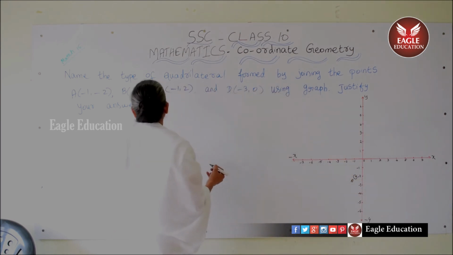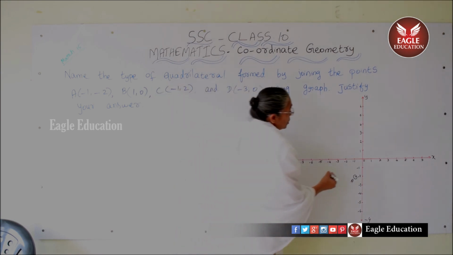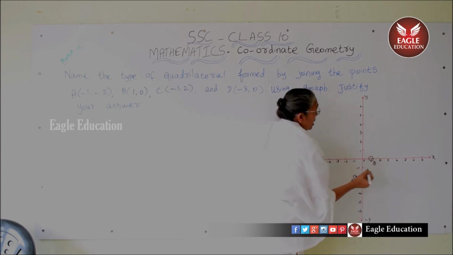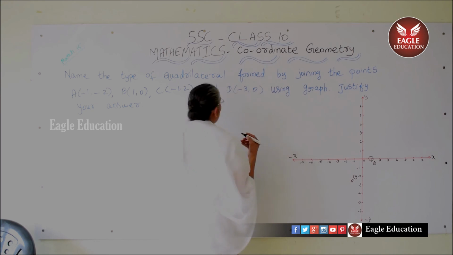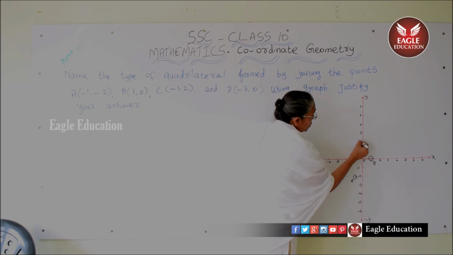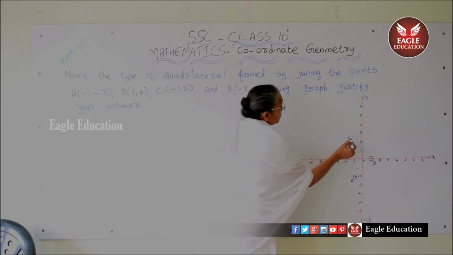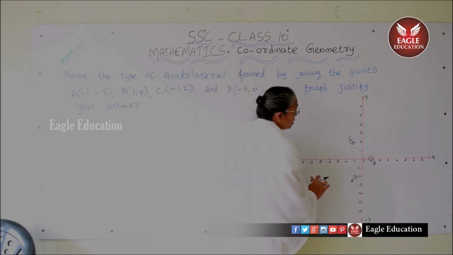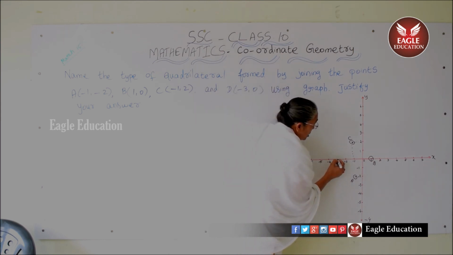Next, point B is 1 comma 0. So the x coordinate is 1, y is 0. It is a point on the x axis. So B is 1 comma 0, and C is minus 1 comma 2. So x is minus 1, y is 2, so it is in the second quadrant. This is point C, which is minus 1 comma 2. Now the D point is given as minus 3 comma 0. So minus 3 comma 0 is a point on the negative side of the x axis.